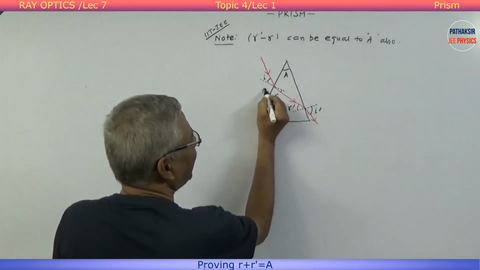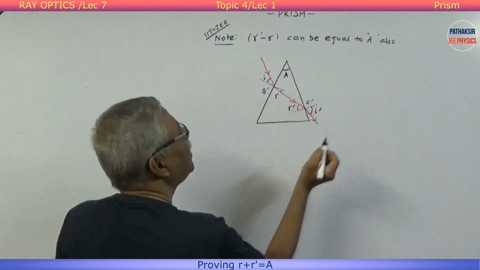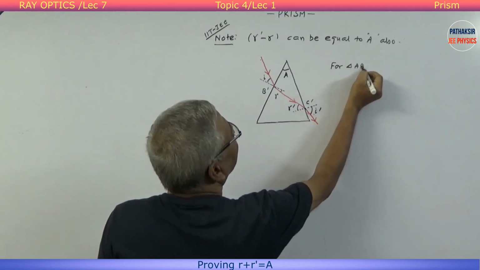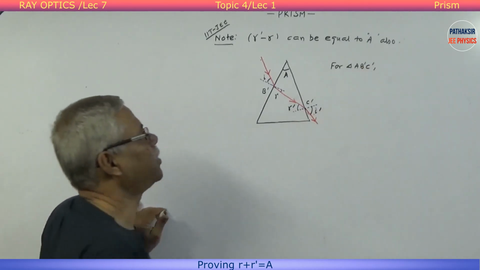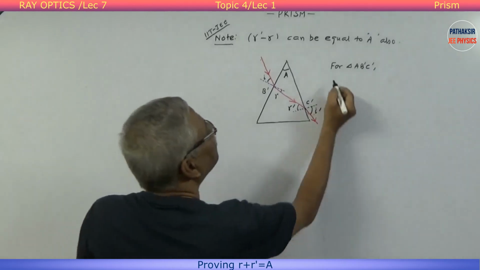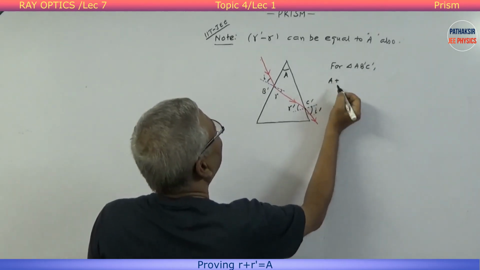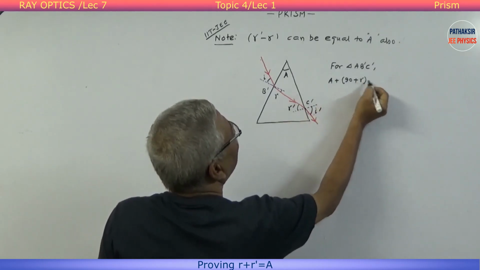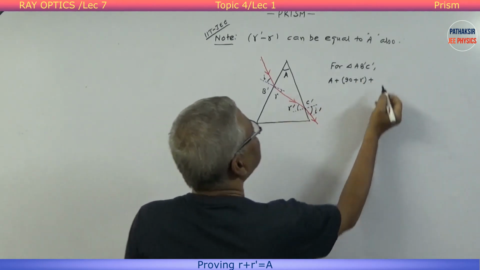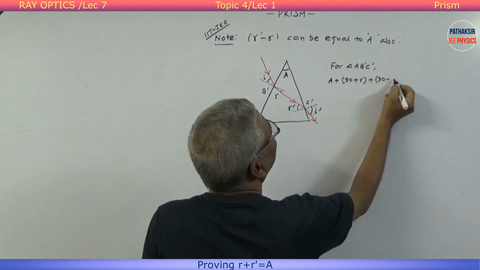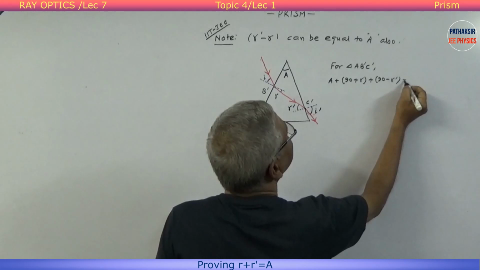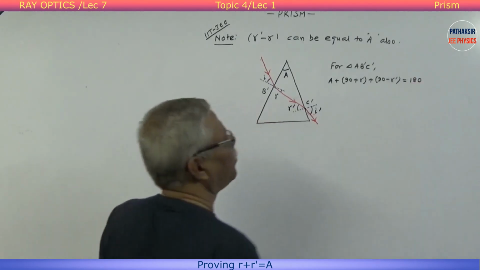So for the triangle AB dash C dash, A plus 90 plus R plus 90 minus R dash equal to 180.